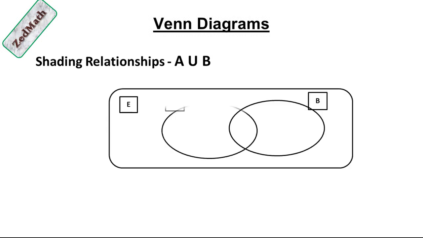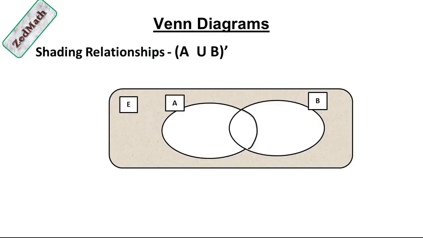Okay, let's move on. The other kind is A union B. So how do we shade elements that belong to A and B? How do we shade the combination of A and B? Simple. We just have our A and B, and we shade A and then B. We leave the rest. We can move on to A union B complement, which is just the opposite of A union B. That is, we shade everything else apart from A and B.